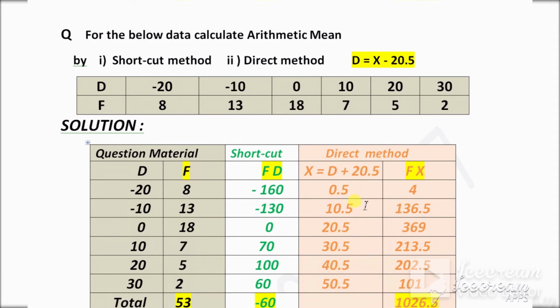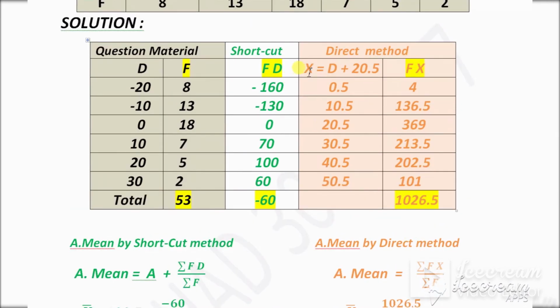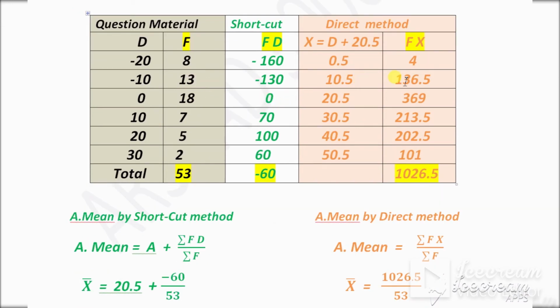Now according to the formula, it is f multiplied with x. So this is x and this one is f. So 8 multiplied 0.5 is 4. 13 multiplied 10.5 is 136.5. 18 multiplied 20.5 is 369. 7 multiplied 30.5 is 213.5. 5 and 2 multiplied by their numbers, we will get the products. So this is the total of fx.